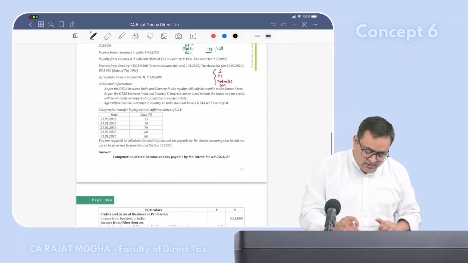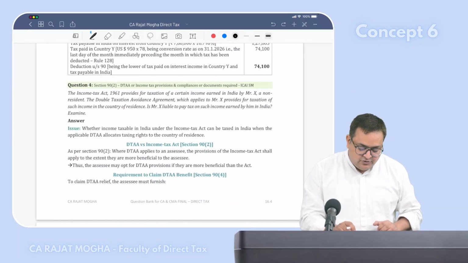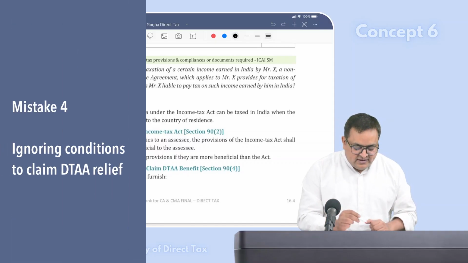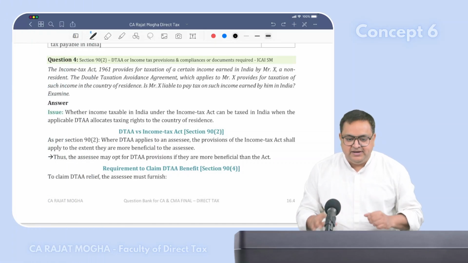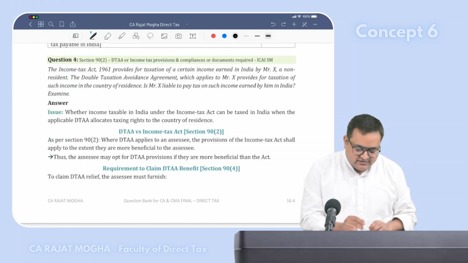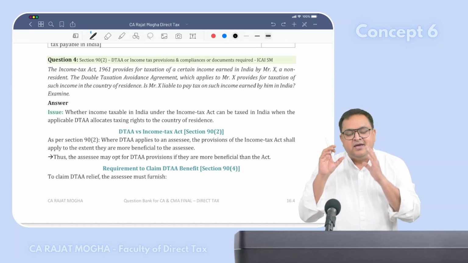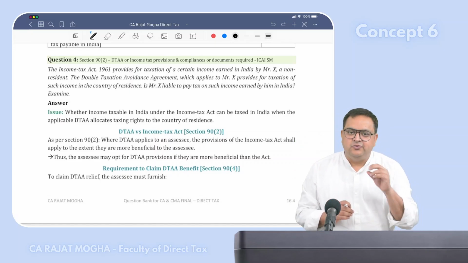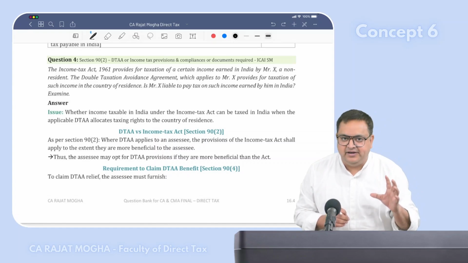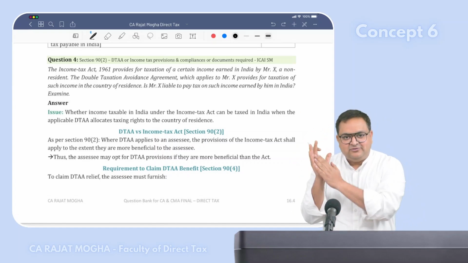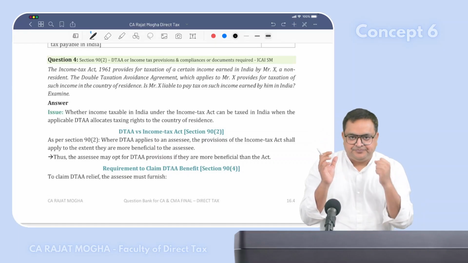Correct? The fourth is actually a theoretical question problem which you can easily avoid. See, this is question number 4, again from the study material. This question says that there is a person who has earned income, he is a foreign national and he has earned income in India. So by source rule, we will tax it in India. But he is a resident of, let's say, country X.